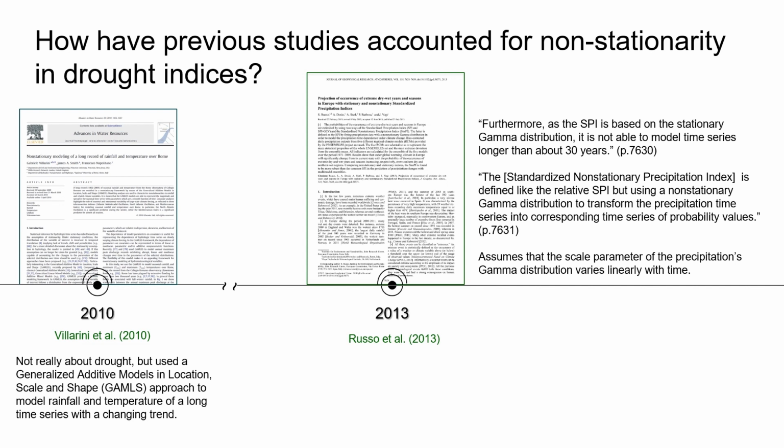Unlike the two papers in 2009, the Russo et al. paper was the first to apply a non-stationary approach to the gamma distribution.